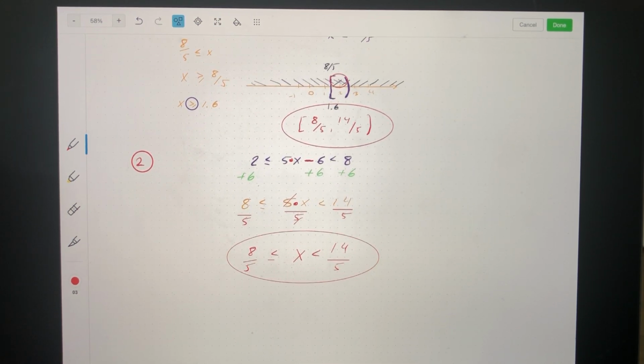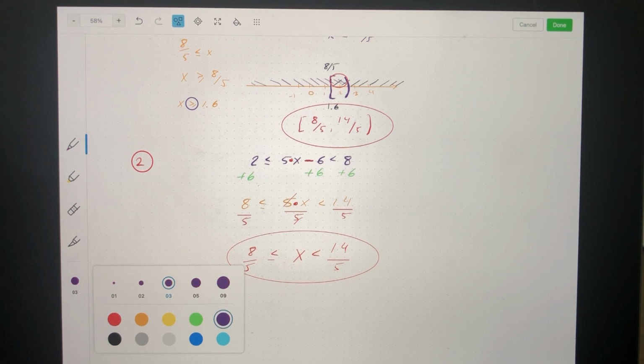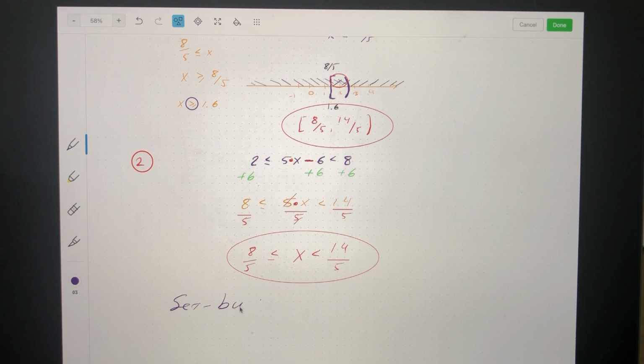Now if we were to write the answer in set builder notation, so here is set builder, then we could say it's all the x's such that x is between 8/5 and 14/5. And that's the answer in set builder.